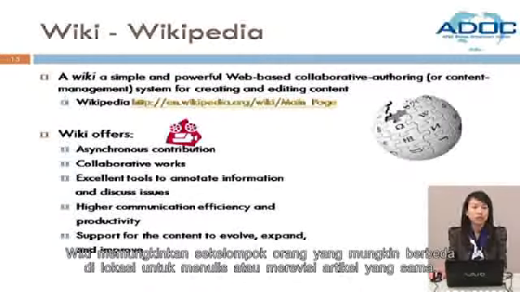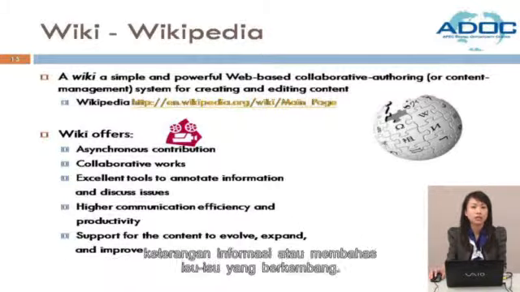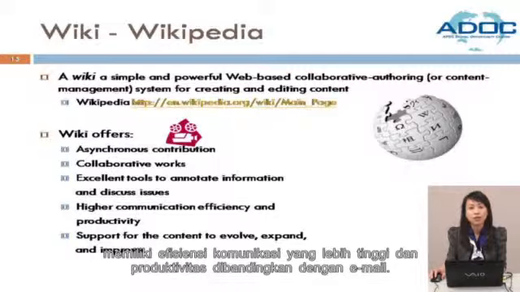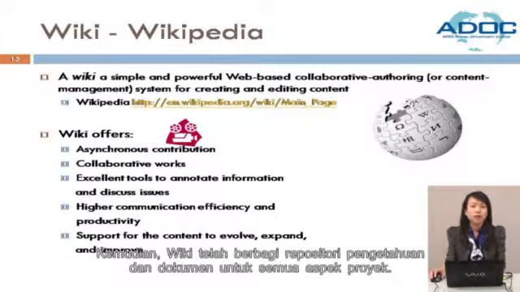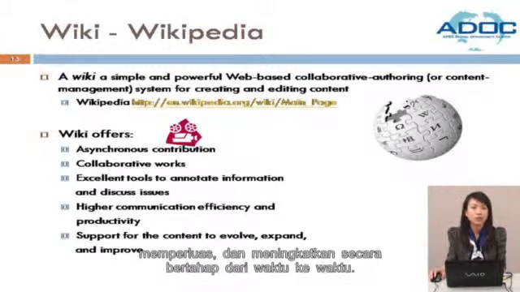Wikis allow a group of people who might be at different locations to write or revise the same article. It provides excellent ways to annotate information or discuss evolving issues. Wiki has higher communication efficiency and productivity compared to emails. Then Wiki has shared repositories of knowledge and documents for all aspects of a project. Finally, Wiki can support the content to evolve, expand, and improve incrementally over time.